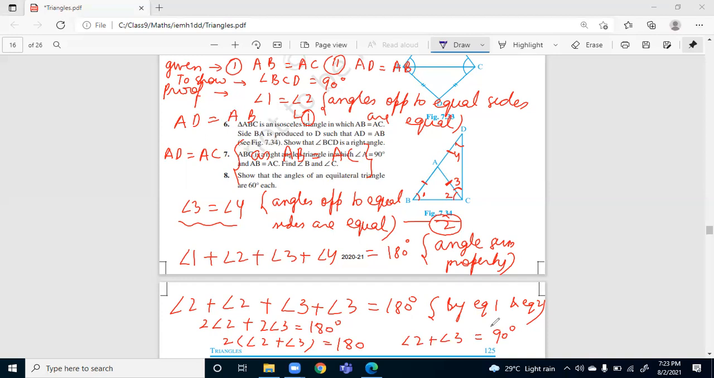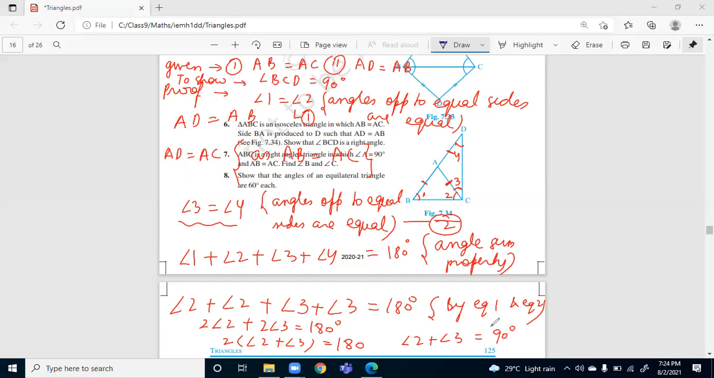So see, we have broken the question into parts. So what property have I used? I have used that if a triangle is isosceles, if two sides are equal, then angles opposite to equal sides are equal. Then after that, I have used angle sum property and made the substitution so that everything turns into angle 2 plus 3. So I got the measure of 2 plus 3 as 90 degree.